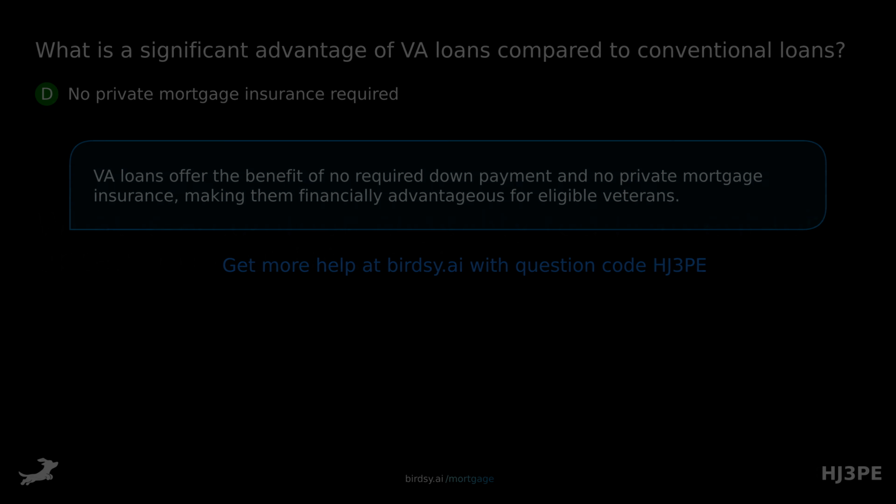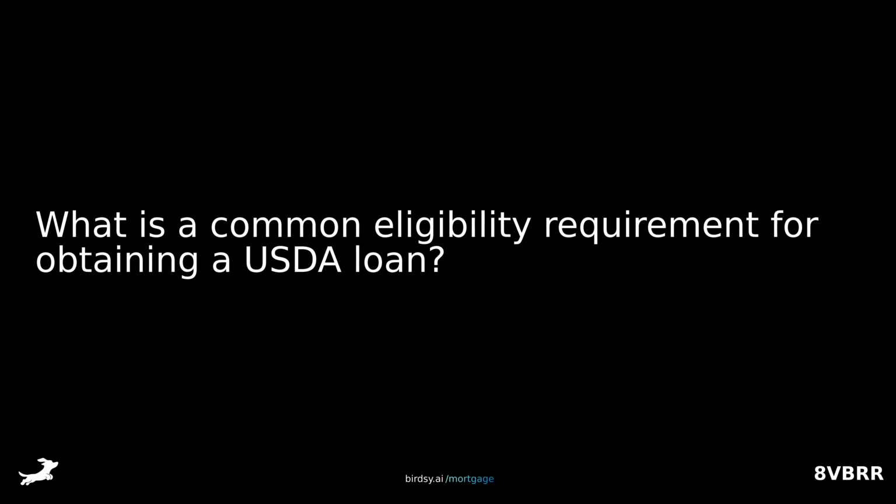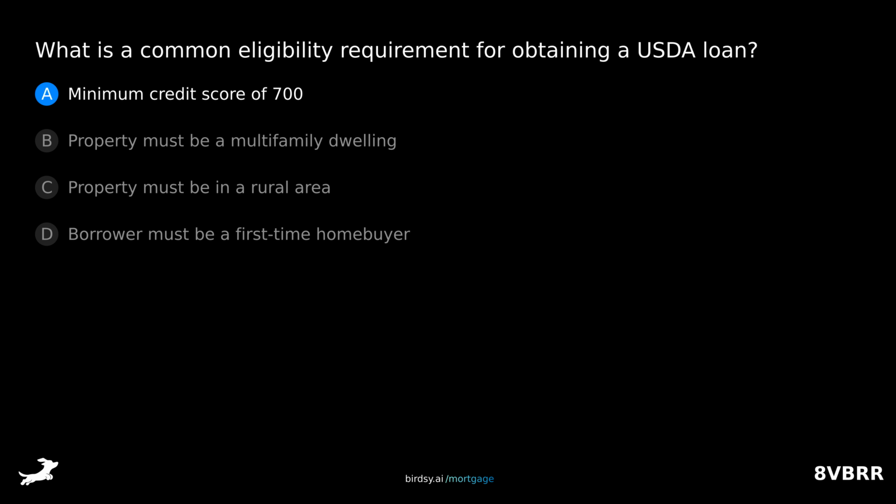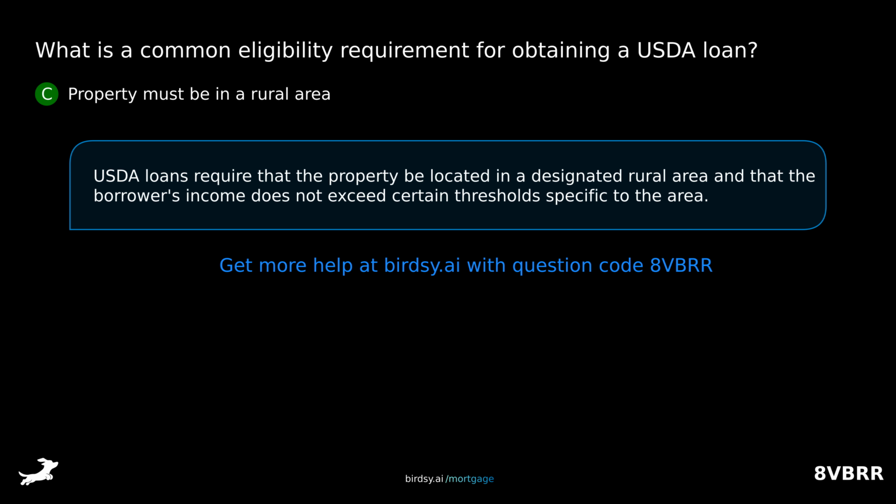What is a common eligibility requirement for obtaining a USDA loan? Is it A, minimum credit score of 700, B, property must be a multifamily dwelling, C, property must be in a rural area, or D, borrower must be a first-time home buyer? The answer is C, property must be in a rural area. USDA loans require that the property be located in a designated rural area and that the borrower's income does not exceed certain thresholds specific to the area.